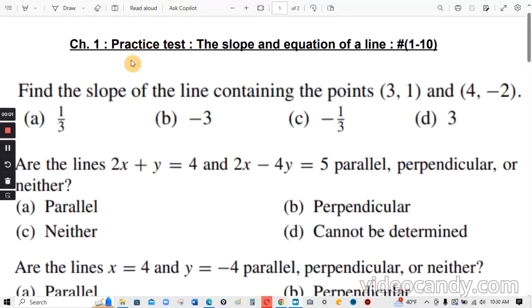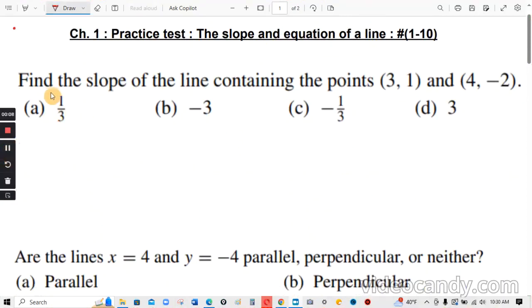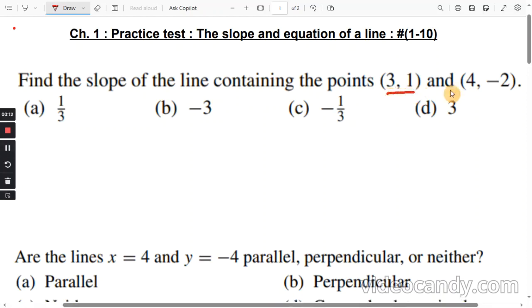All right, this will be for the Chapter 1 practice test, the slope and equation of a line. All right, number 1, find the slope of the line containing the points (3, 1) and (4, -2).